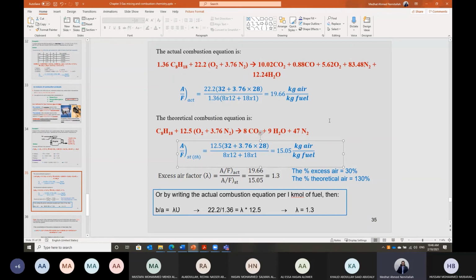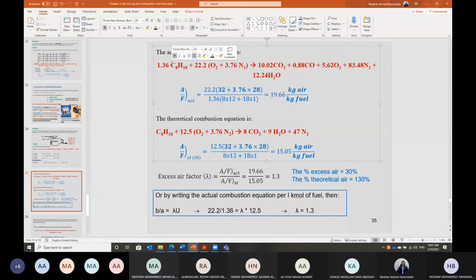Is there a way, Shabab? Yes. So Mustafa, go ahead. We should divide the stoichiometric by 22.2. Divide by 22.2 or divide by 1.36? First divide by 1.36. Then we will get the stoichiometric times the lambda.